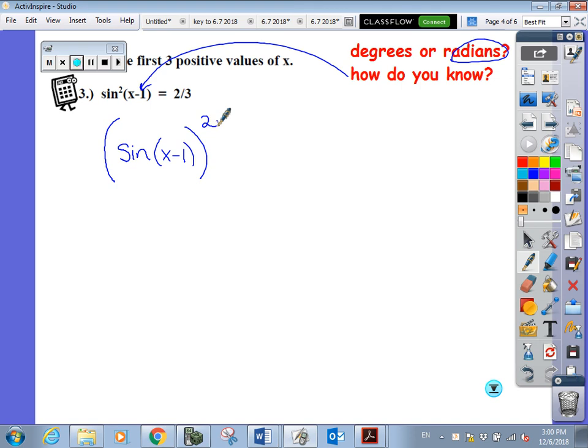And then you find the first 3 positive wherever that graph crosses 2/3. Put 2/3 into y1, y2, y1, y2, see where they cross. And you end up getting, we're in radian mode, so 0.045.